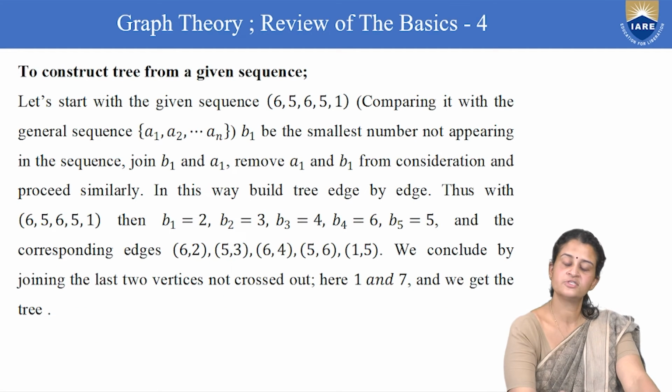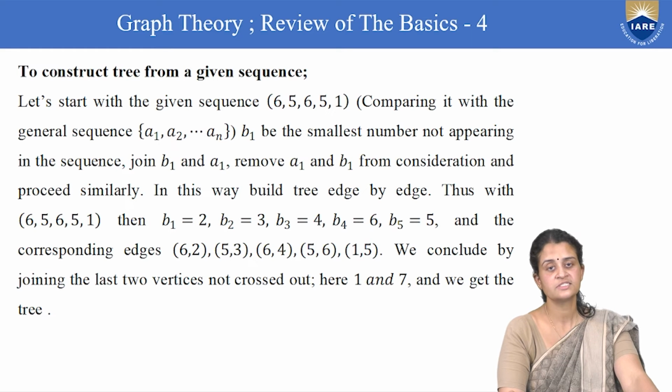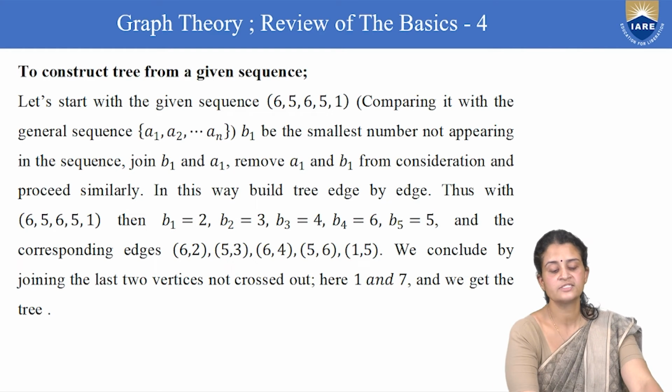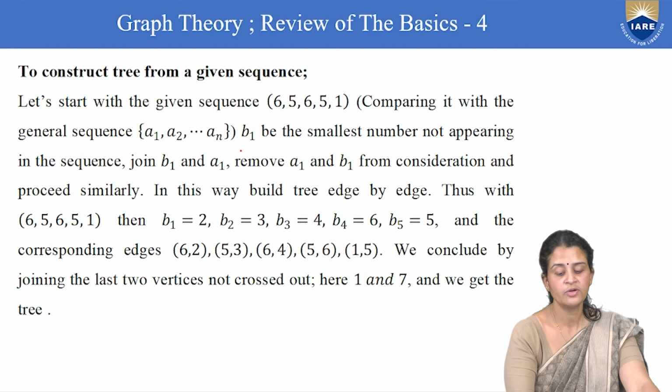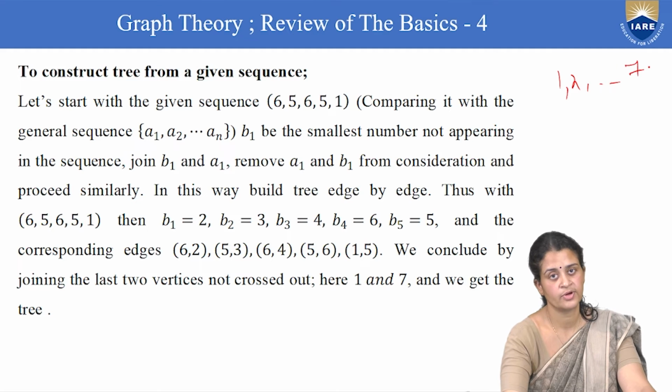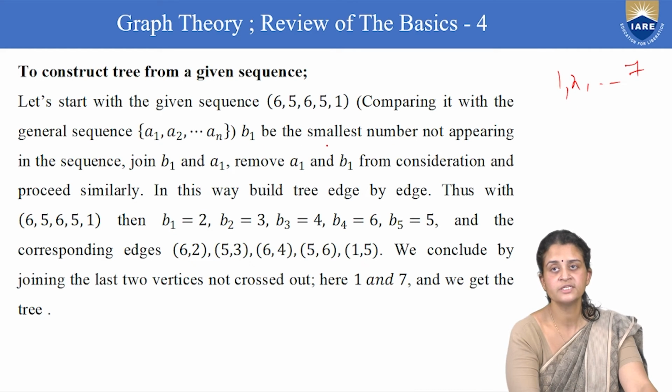Now we will be starting with the given sequence of the earlier tree that we have considered. It is 6, 5, 6, 5, 1. Comparing it with the general sequence A1, A2, up to An, let B1 be the smallest number not appearing in the sequence. Here we have 5 entries, right? So the tree will have nodes numbered from 1, 2, 3, up to 7. That is the rule that we have been following in considering the Prüfer sequence of a tree. So when B1 is the smallest number not appearing in the sequence, what number can we take as B1? Here, the smallest number not appearing in the given sequence is 2.